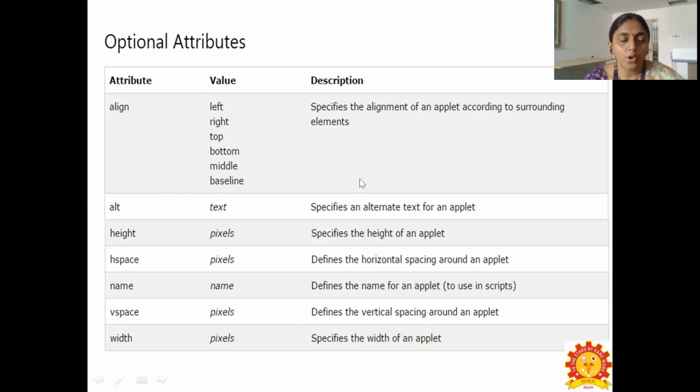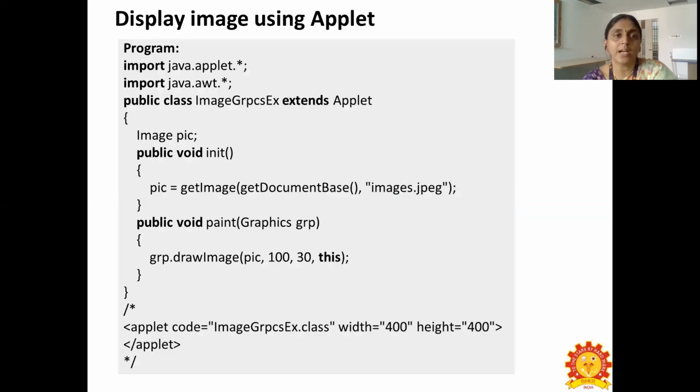So align, alt, height, hspace, which is used to define the horizontal spacing around the applet, the height of the applet, then alternate text for an applet. If the applet window is not properly loaded, you can initialize what message to be displayed using this alt attribute. Align means specify the alignment of the applet: left, right, top, bottom, like that. And hspace, horizontal spacing around the applet, and name of the applet, vspace, vertical spacing around the applet, and width of the applet, height of the applet. All these are the attributes.